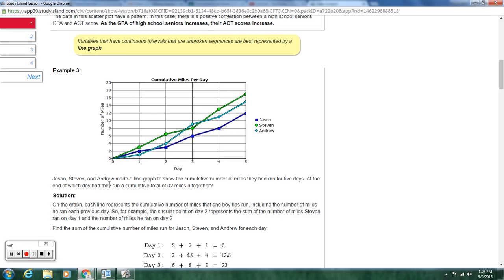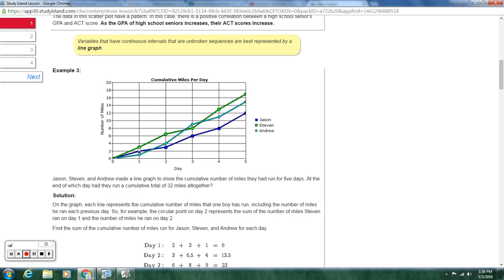So Jason, Steve, and Andrew made a line graph to show their cumulative number of miles they had run for 5 days. So they're adding them up. So the first day, day 0, they hadn't run anything. So on day 1, they had run this, day 2, just added up. This doesn't mean that they ran 2 miles that day or 6 miles that day. It means added up, that was their total for the week.